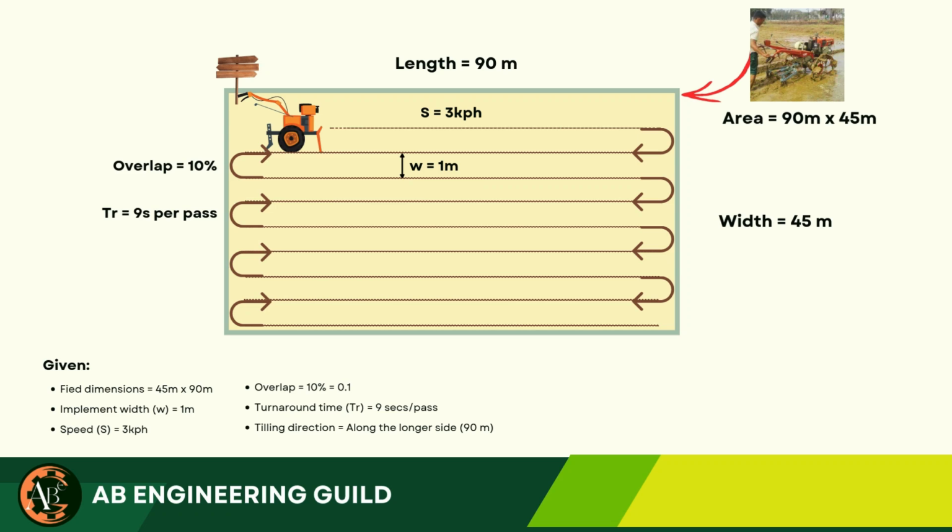Let's summarize the situation. A farmer is preparing a rectangular field that measures 45 meters by 90 meters. He's using a power tiller with a blade that is 1 meter wide, operating along the longer side of the field. However, due to overlap between passes, only 90% of the blade's width is effectively used. That means the actual working width is 0.9 meters. The tiller moves at a speed of 3 km per hour, and after each pass, the operator takes 9 seconds to turn the machine around. These factors, effective width, speed, and turnaround time, all affect the actual field capacity, or AFC.